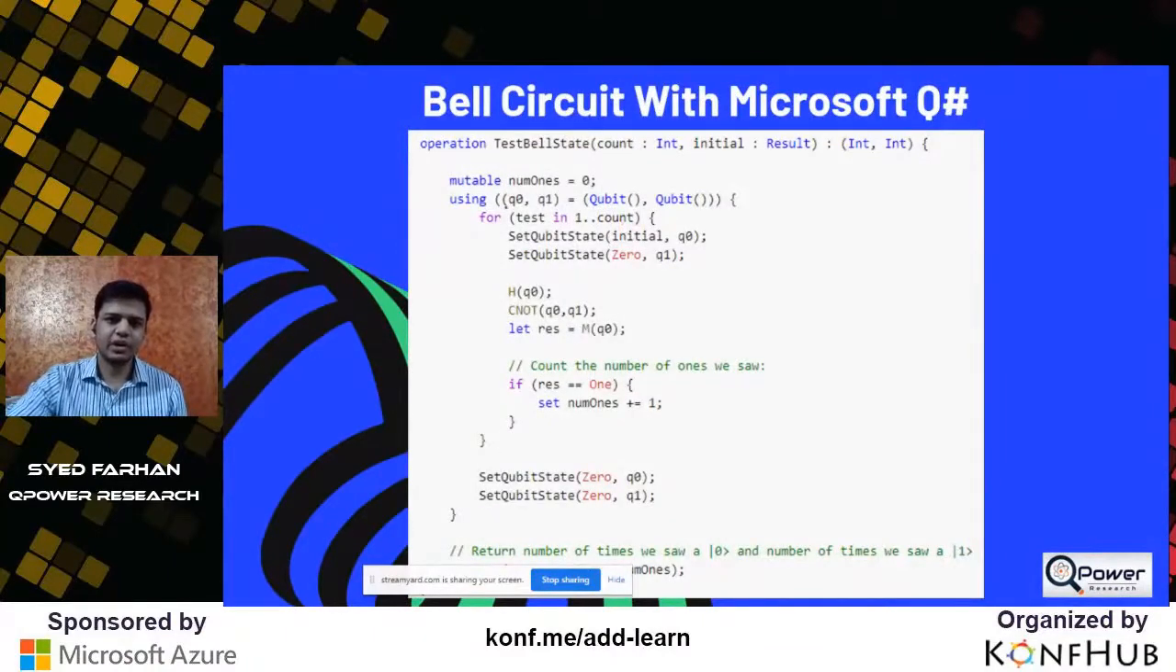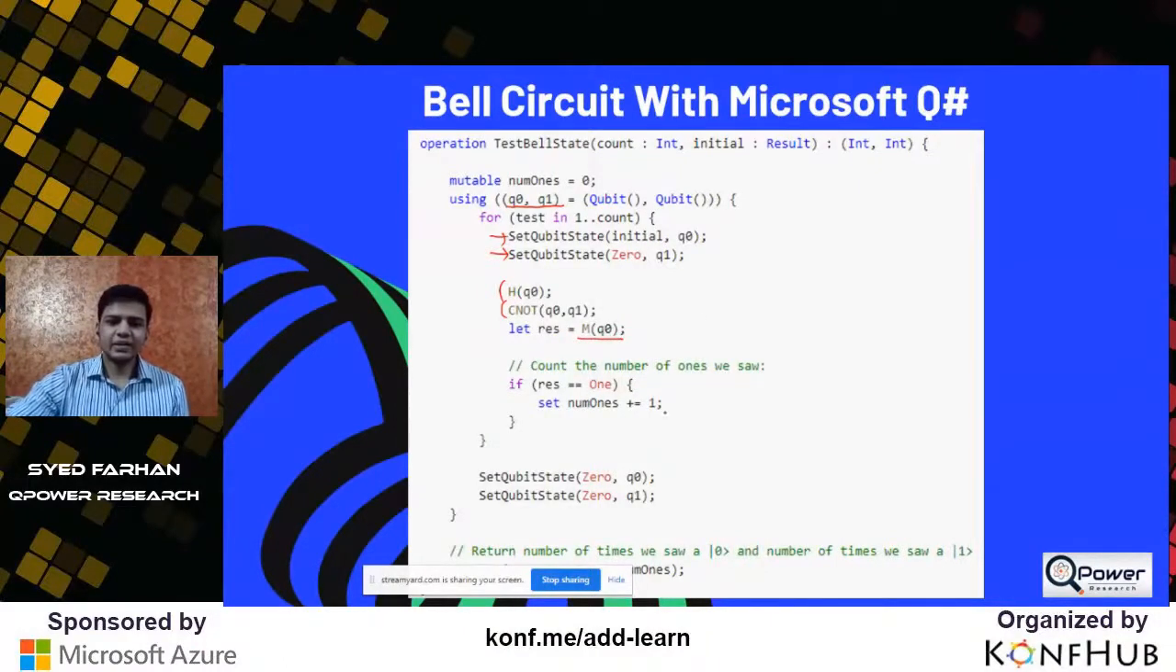So assuming you're defining 2 qubits, Q0 and Q1, and then you're setting the qubit states of both the qubits with an initial state, the 0 state, and then you're applying the Hadamard gate as was seen earlier in the previous slide, and then you're applying the CNOT gate, which is the controlled NOT gate, which was again seen in the earlier slide, which puts both the qubits in entanglement. And then finally, you're measuring the value of the first qubit using the M function.